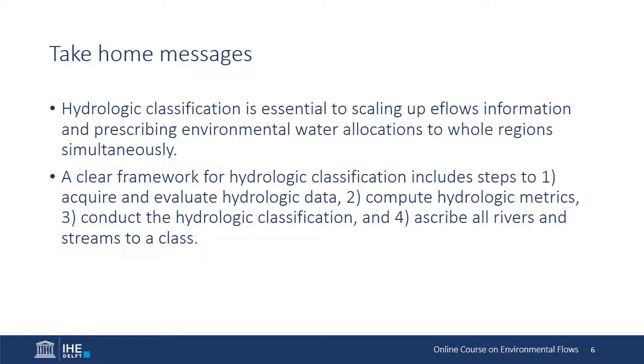So what are the take-home messages from our quick look at hydrologic classification? First, hydrologic classification is essential to scaling up eFlows information and prescribing environmental water allocations to whole regions simultaneously. And we learned that a clear framework for hydrologic classification includes steps to: 1. Acquire and evaluate hydrologic data, 2. Compute hydrologic metrics, 3. Conduct the hydrologic classification, and 4. Ascribe all rivers and streams to the class.